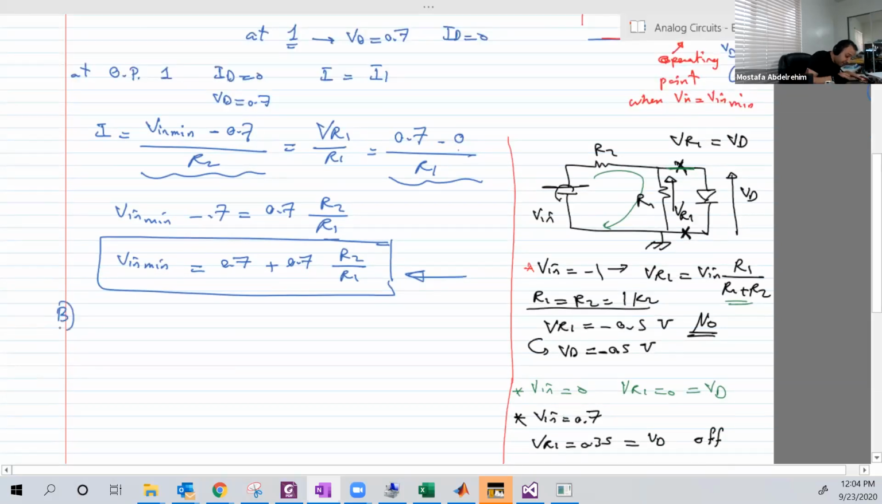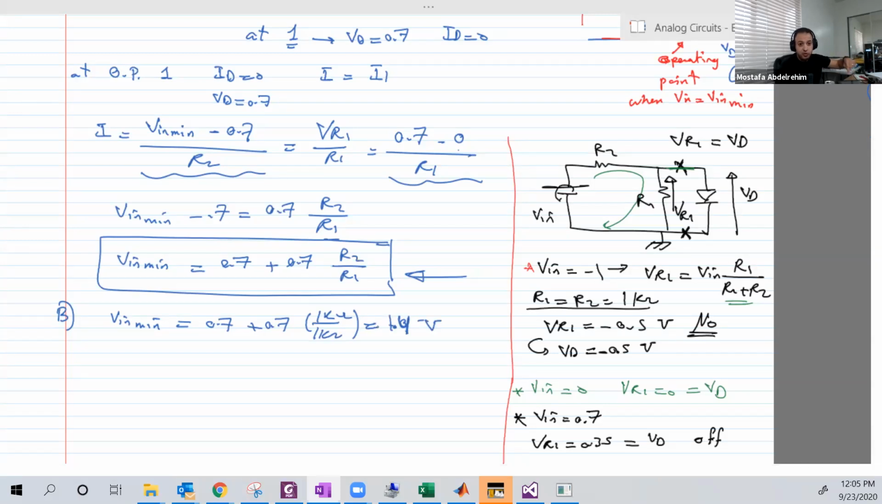So what we're going to do basically, in A, we got the input as a function of R1 and R2, just to calculate it. V input minimum is 0.7 plus 0.7, with R1 equal to R2 equal to 1 kilo ohm, so 1.4 volt. So any input voltage less than 1.4, the diode is off. At 1.4, the diode is on the transition point, VD 0.7, ID is 0. Any input greater than 1.4, the diode is on and there is current and VD is constant equal to 0.7.